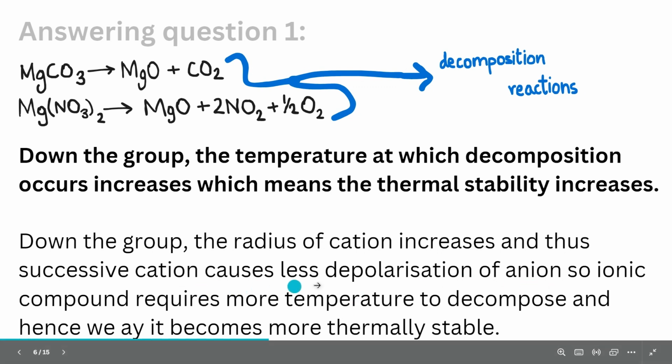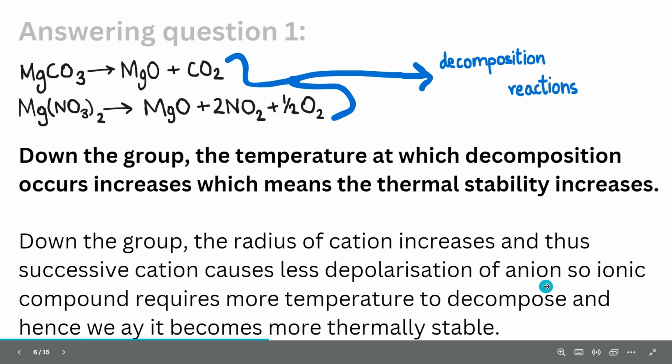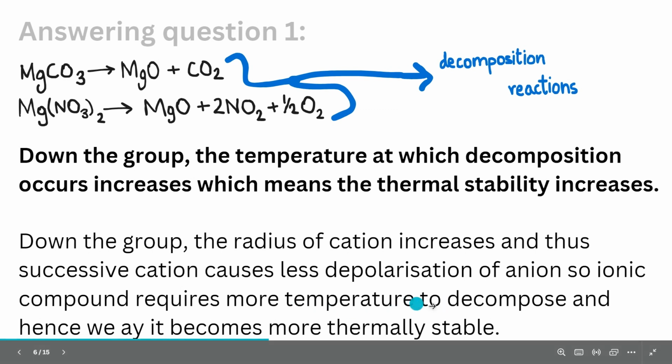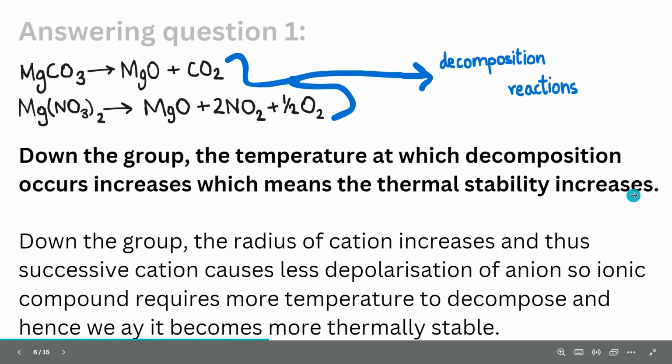And why does it cause less polarization? Because when the radius increases, the charge density decreases, and thus it causes less polarization of the anion. So when it causes less polarization of the anion, the compound becomes less reactive, and it requires harsher conditions to decompose, and hence we say it becomes more thermally stable. We have answered question number 1. Now let's go to question number 2 and 3.